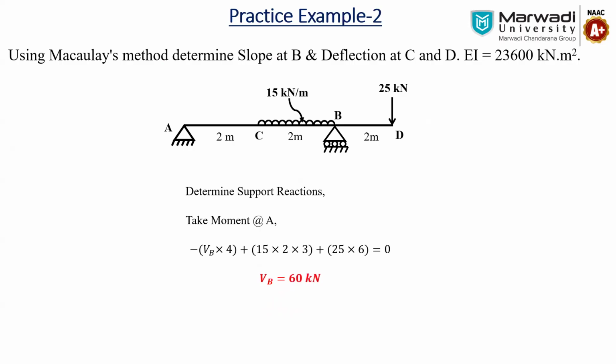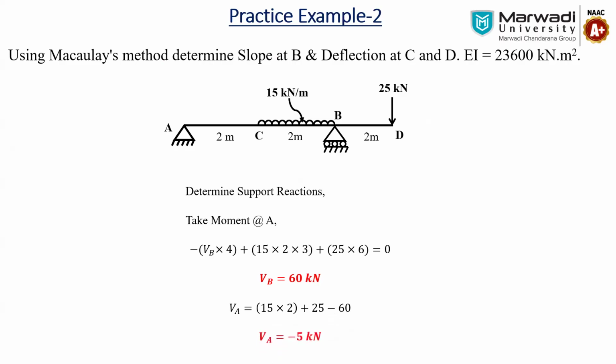Now what is the total load? That is 15 into 2 plus 25, which is equal to VA plus VB. If you do the summation of vertical forces equal to 0, we get VA equal to 15 into 2 plus 25 minus 60. So it gives minus 5.